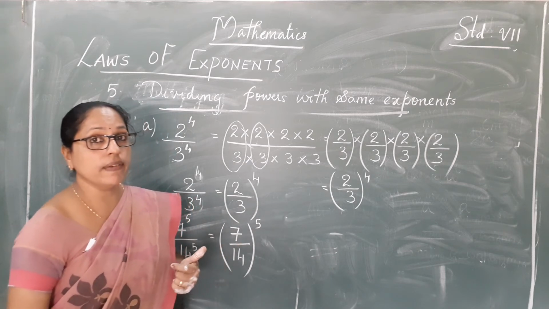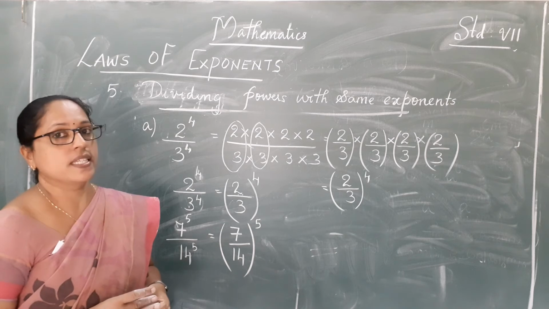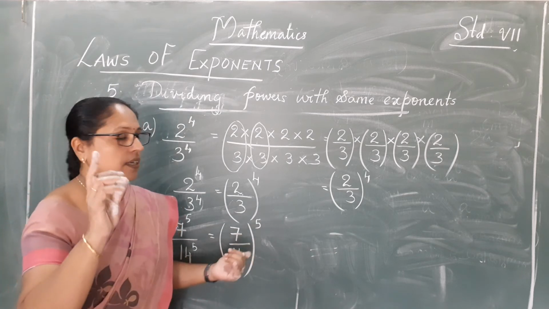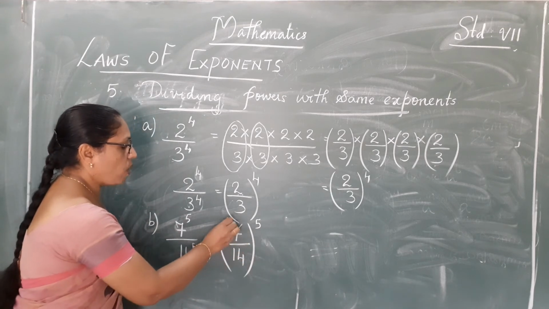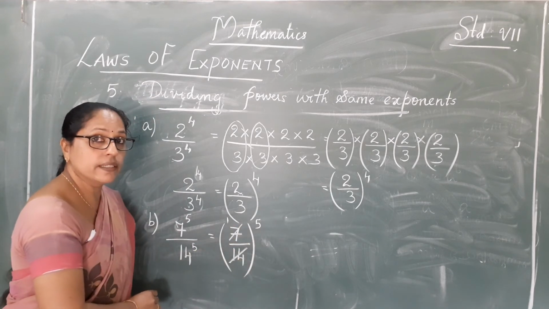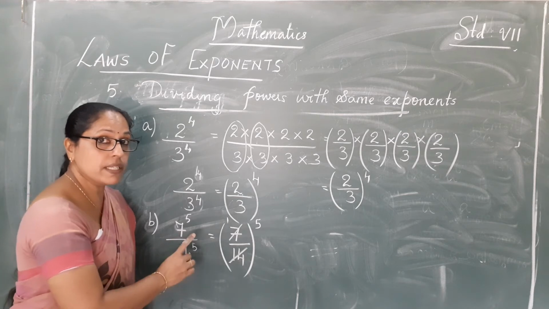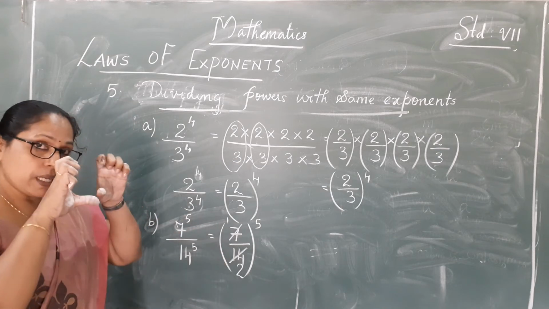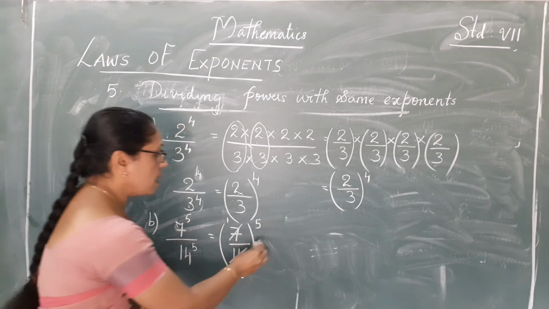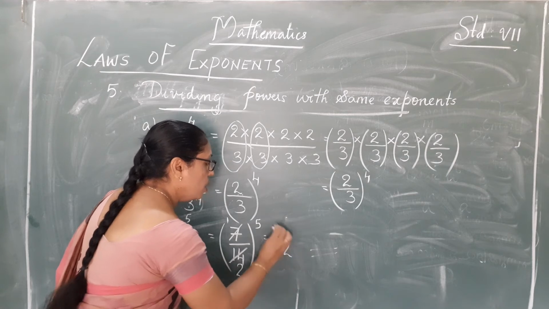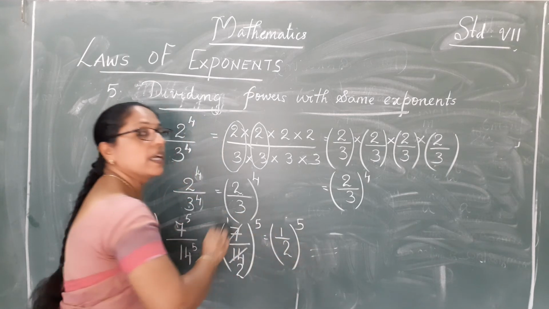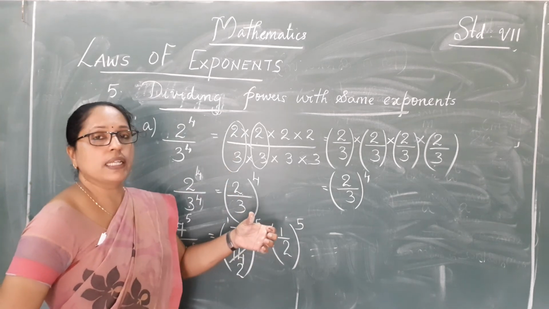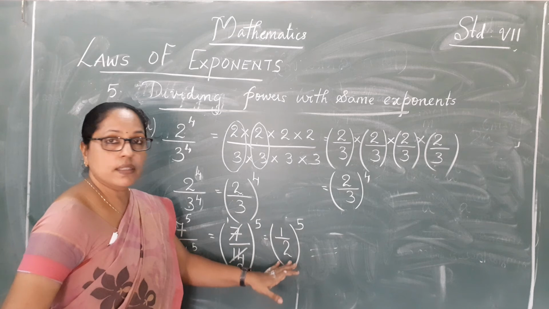Yes, can you simplify it? By which table? By which factor can simplify? Correct, 7's table. 7 one time. How many times 14? 14 how many times in 7's table? Absolutely, 2 times. So here the bases have become smaller, shorter. That is 1 by 2, the whole raised to 5. So whenever it is possible to simplify, you have to simplify the base and write the answer.